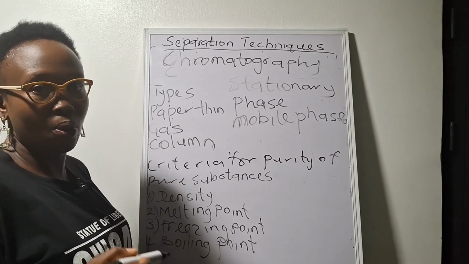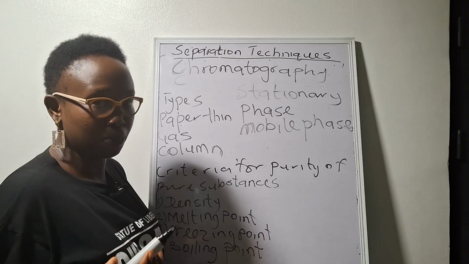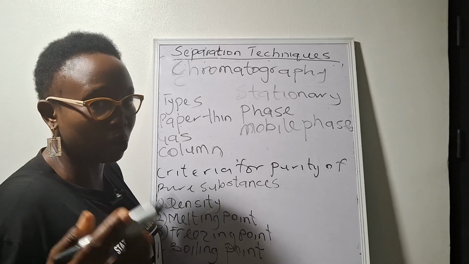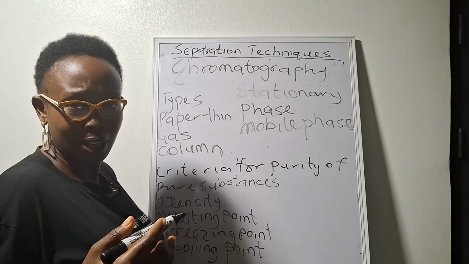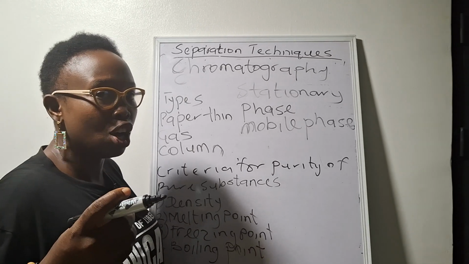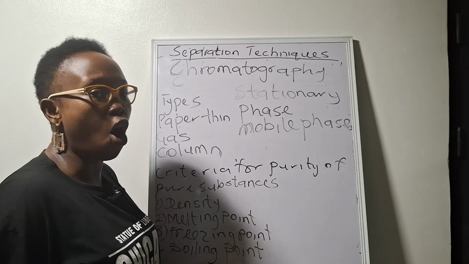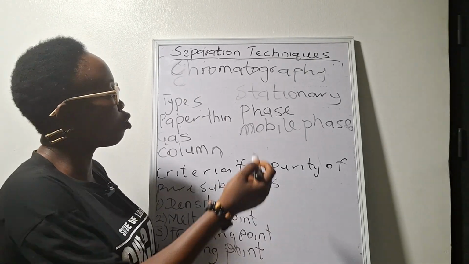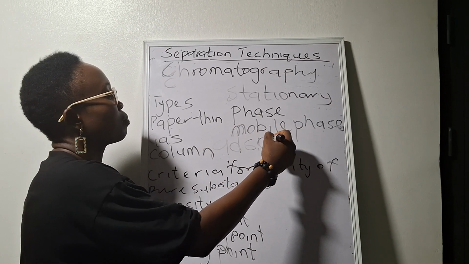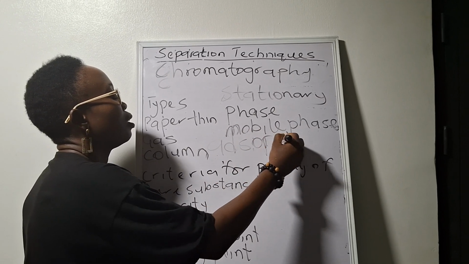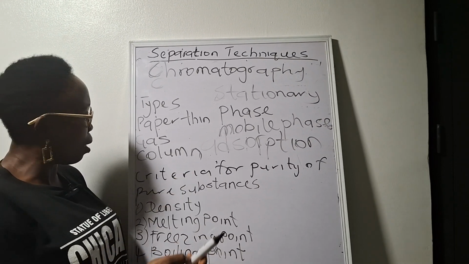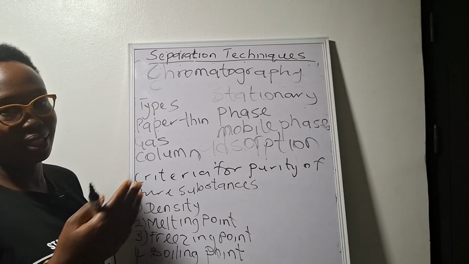And I spoke about adsorption. Under chromatography, adsorption is so important. What does adsorption mean? It is a process by which a substance is attached to the surface of a liquid or a solid. It's called adsorption.